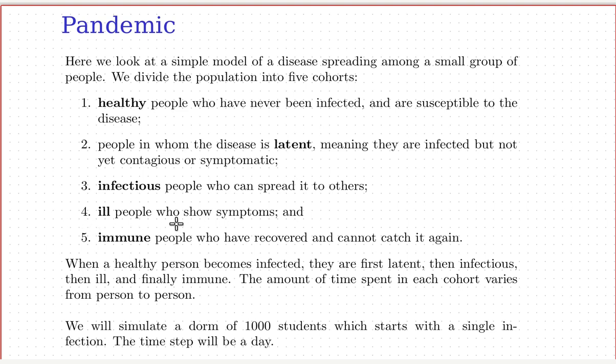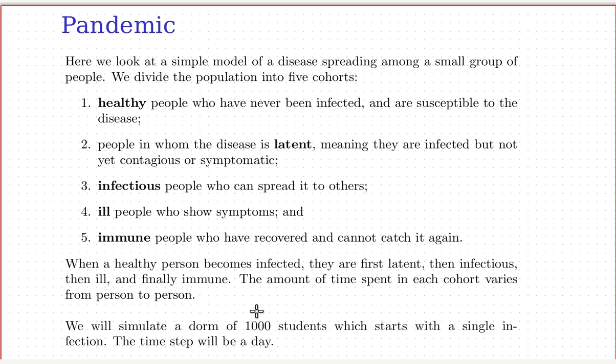and they cannot catch it again. Okay? So, these 5 stages of the illness also correspond to the 5 cohorts of the population, and this is the order in which the people will cycle through the stages, right? First, they're healthy, then they become latent, and then infectious, and then ill, and then finally immune.